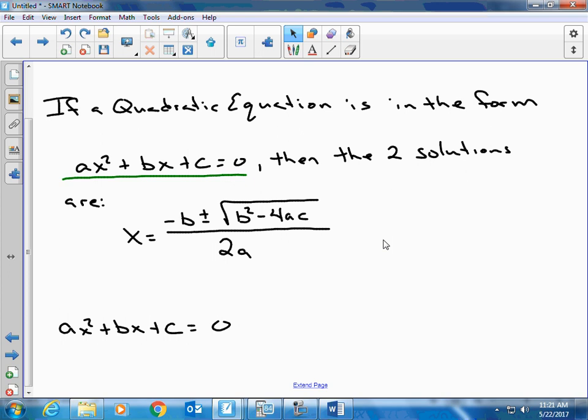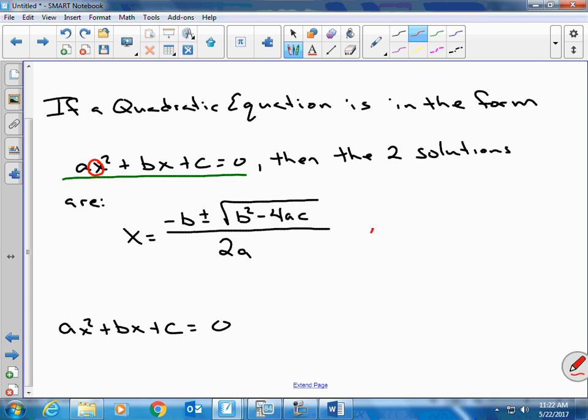Okay? If it's in that form, now we have two solutions, and we can find those two solutions by taking this equation, negative b plus or minus, etc. Notice it says x equals. The values you get out of this quadratic formula will be values for x. Or they'll be values for this expression or that term right there.